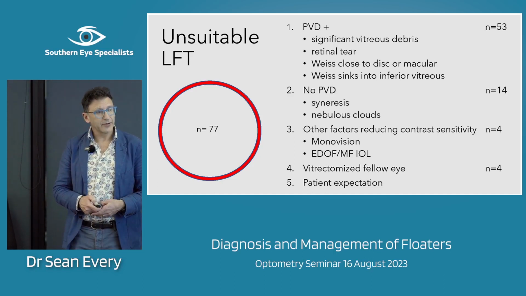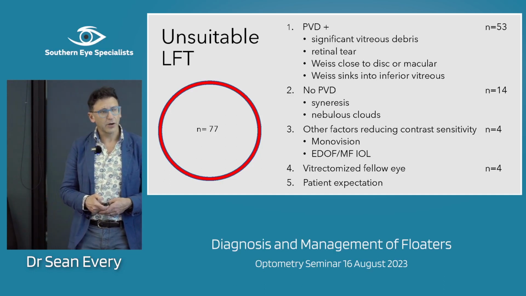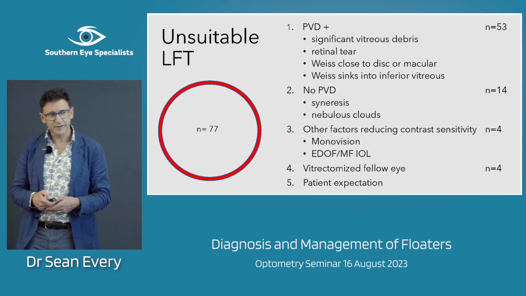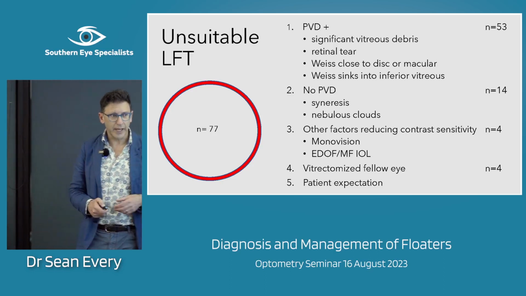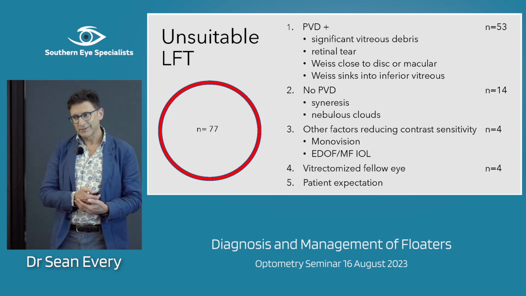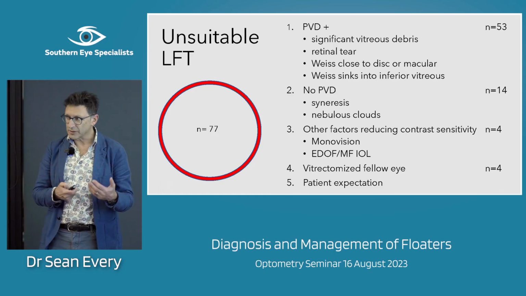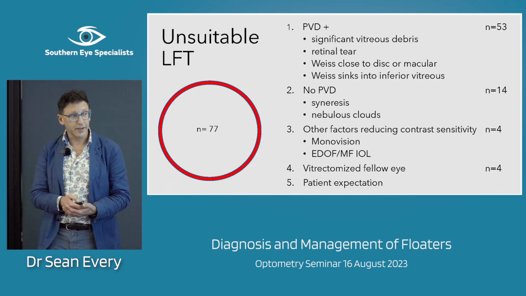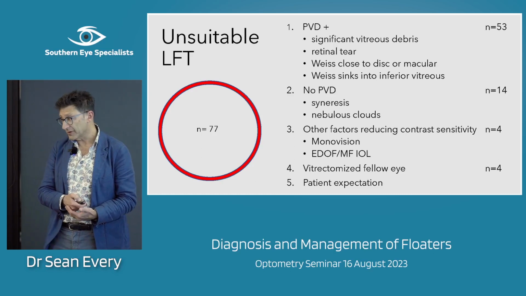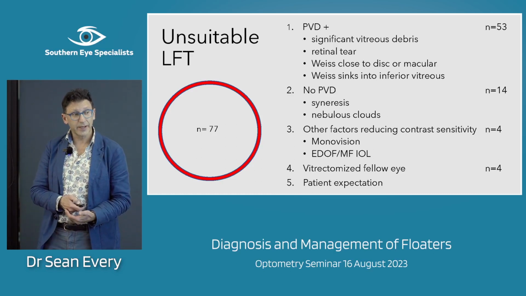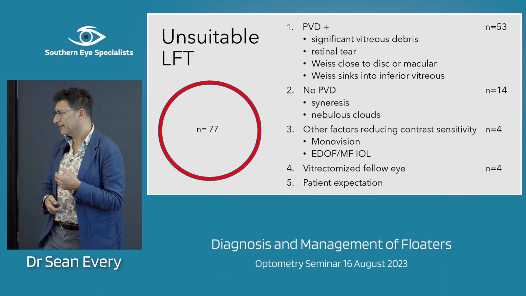This is something I've worked out as well: if they've got other things going on that reduce contrast sensitivity in their visual apparatus, then getting rid of a Weiss ring isn't going to help, because they're still going to be bothered by all the other floater debris. And that's people with monovision in particular, and also this group of people with premium lenses in them.